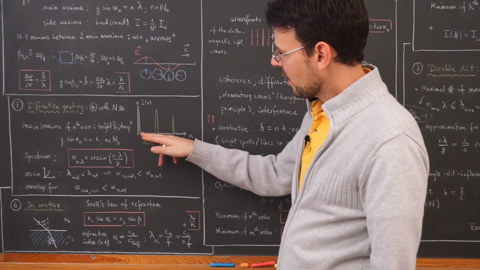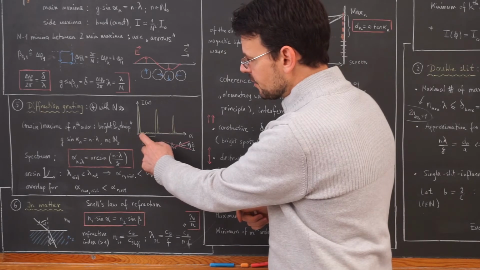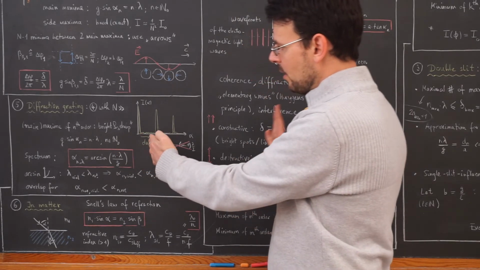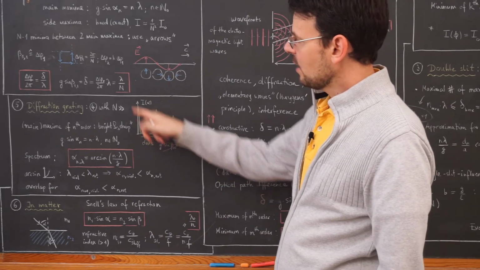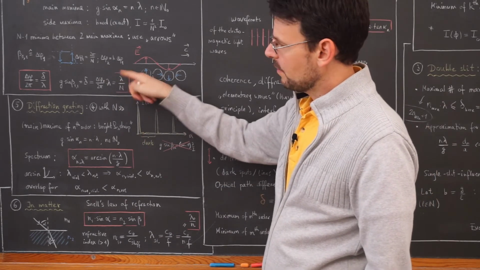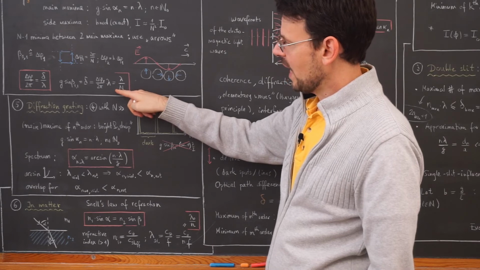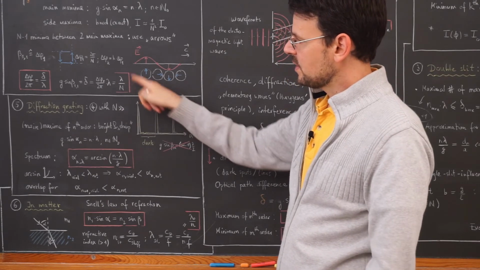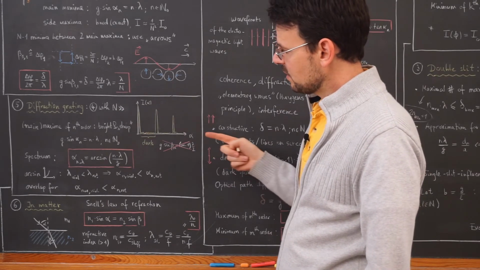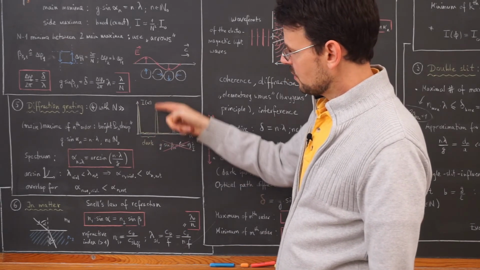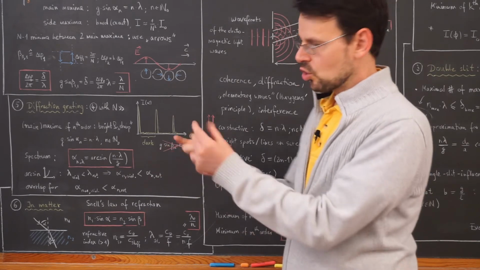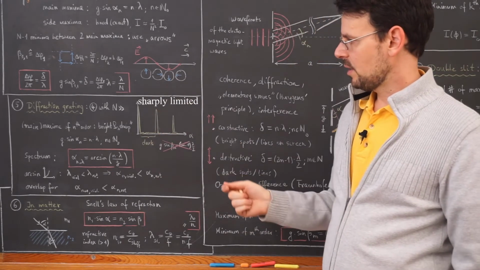And they are very sharp because the first minimum is very, very close to the maximum. As you see here, the path difference is lambda over n, and as n grows, this gets very, very small, which means the first minimum goes very close to this maximum, so these peaks are very sharp. I hope this is the right English word.